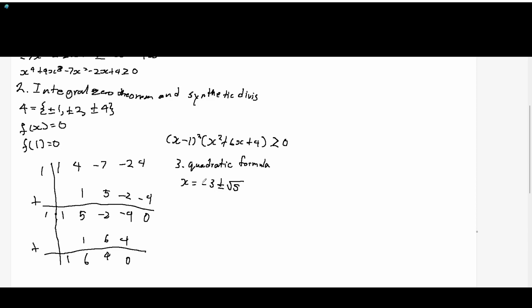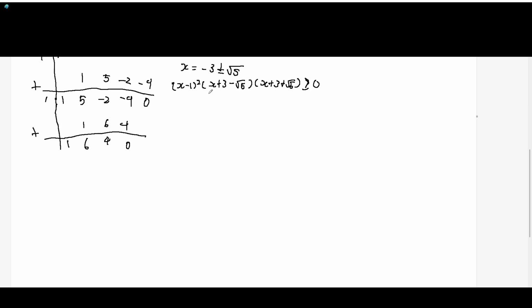So then now when we finally rewrite the equation, we have the equation of x minus 1 squared times x plus 3 minus root 5 times x plus 3 plus root 5 is greater than or equal to 0. Sorry. So now onto our final step, which would be graphing and finding the values.